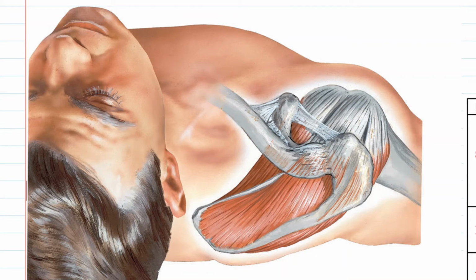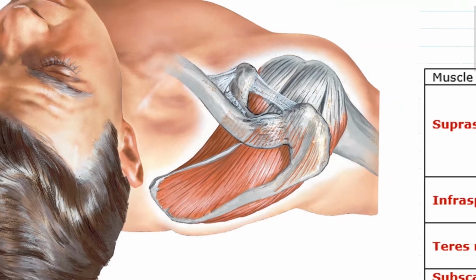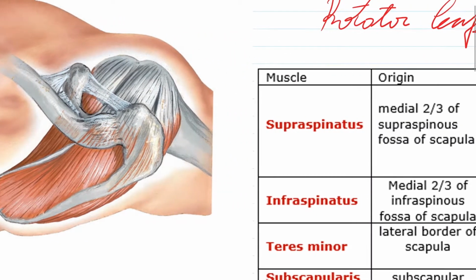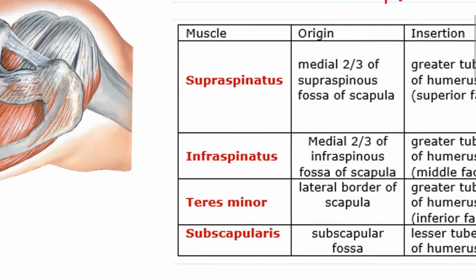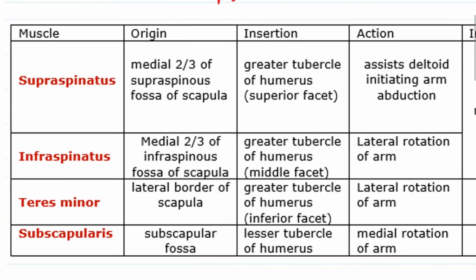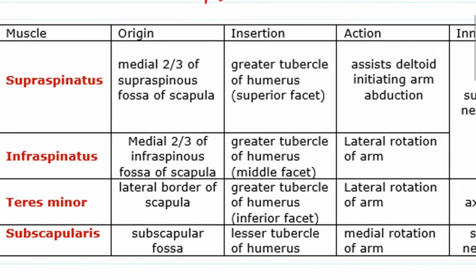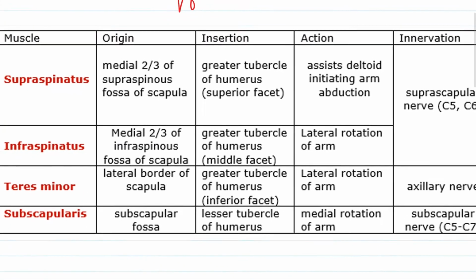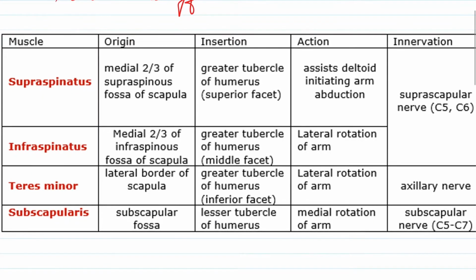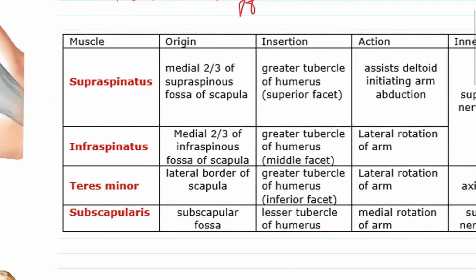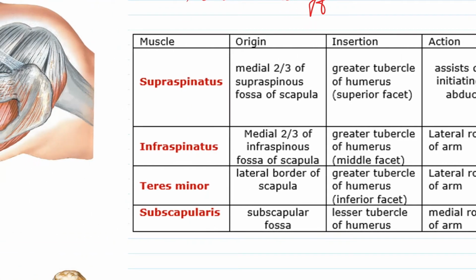Hey, so in this video I'm going to be talking about the four rotator cuff muscles: their origin, insertion, action, and innervation. These are going to be the four rotator cuff muscles: the supraspinatus, infraspinatus, teres minor, and subscapularis. A good way to remember them is with the acronym SITS. Alright, let's get started.